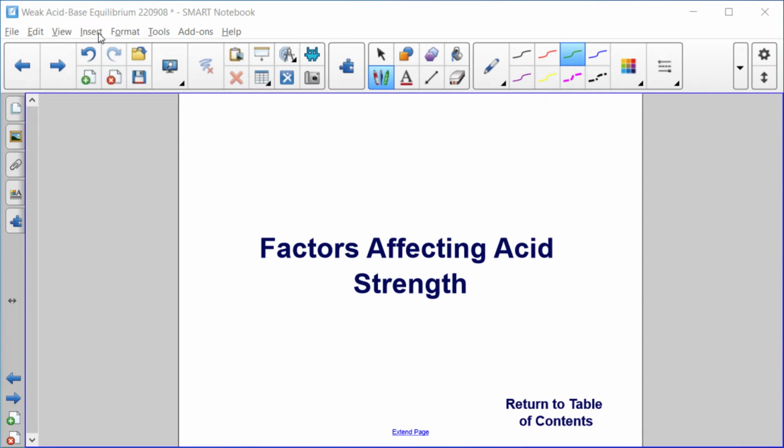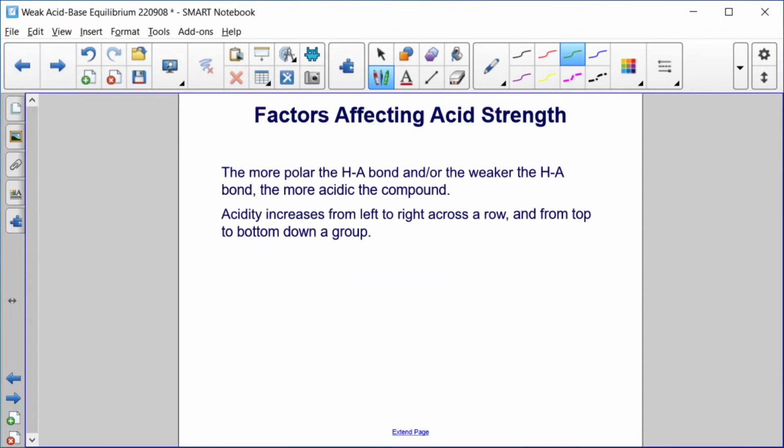Factors affecting acid strength. The more polar the H-A bond, the acidic proton bond, and/or the weaker that bond, the more acidic the compound. Acidity increases from left to right across a row and from top to bottom down a group.